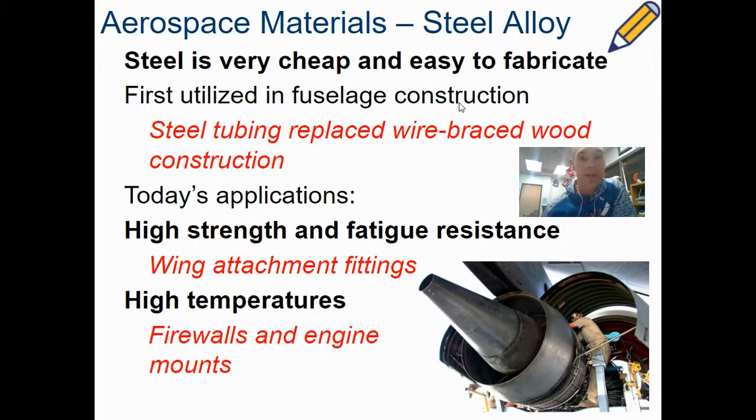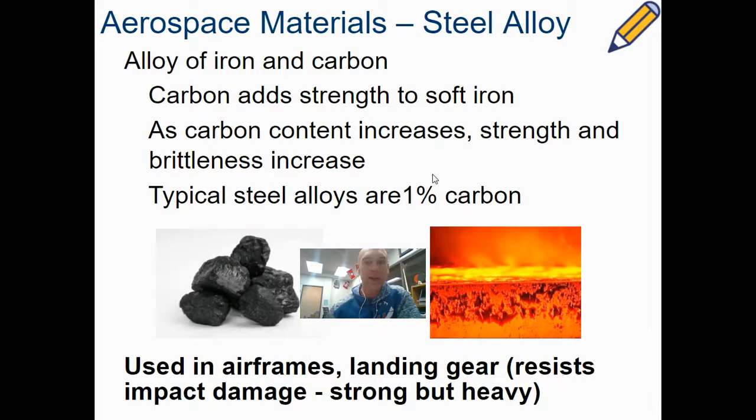So let's get into steel alloys. And here's your next material. Steel is very cheap, easy to fabricate. That's a benefit. It has high strength and fatigue resistance. It's decent in high temperatures, but once you get really, really hot, then it starts to fail. So that's one reason it's not typically used for inner engine components. It can be used for outer areas that are cooler, but you can't use it for inner engine components because it can start to fail.